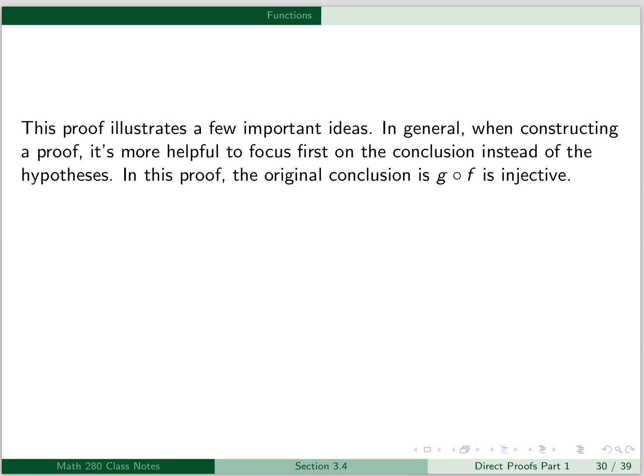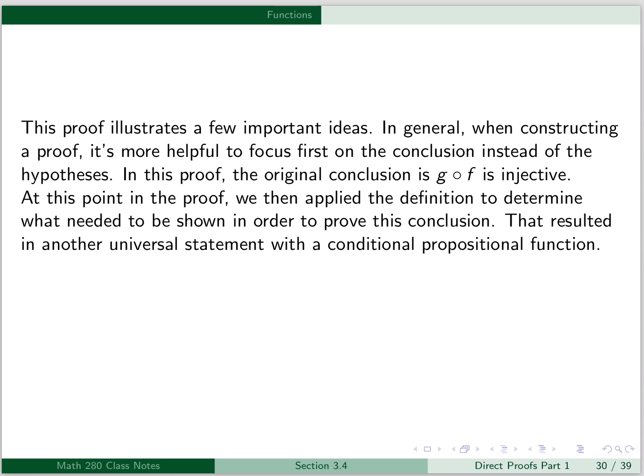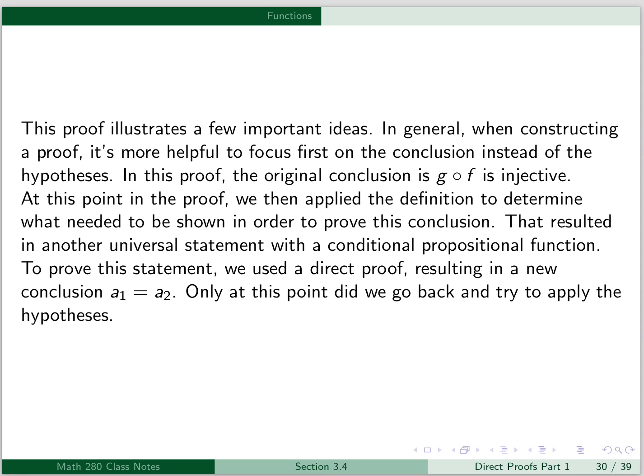This proof illustrates a few important ideas. Okay, now the first is, in general, when constructing a proof, it's more helpful to focus first on the conclusion instead of the hypotheses. In this proof, the original conclusion is that G composed with F is injective. At this point in the proof, we then applied the definition to determine what needed to be shown in order to prove this conclusion. That resulted in another universal statement with a conditional propositional function. To prove this statement, we used a direct proof, resulting in a new conclusion, A1 is equal to A2.